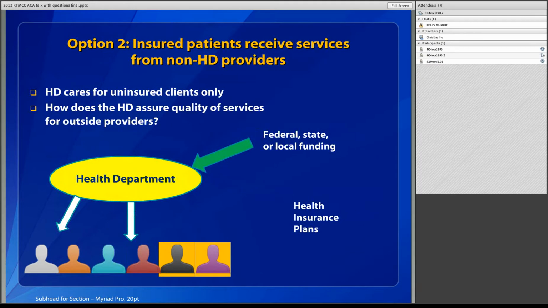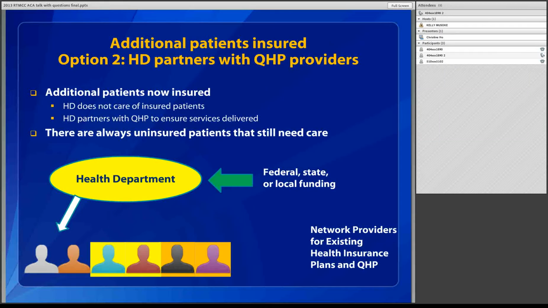The second option is that the health department cares only for uninsured clients. Okay, so the patients that are insured must now go seek services from outside providers that are listed on the health insurance plans. So one question is, how does the health department assure quality of services for these outside providers? And I think that we'll talk about this a little more in the future.